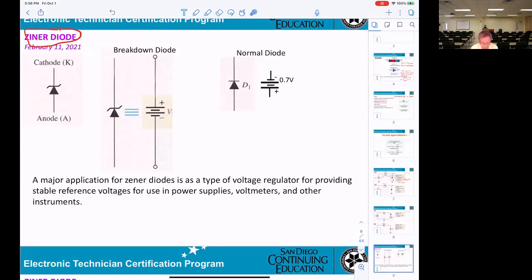If they do not break down, they're just working like normal, then this diode here must be substituted by this battery. Negative on this side, positive on this side. If you want to solve the problem with the diode or Zener diode, remember, you must substitute the Zener symbol with the battery. Okay?